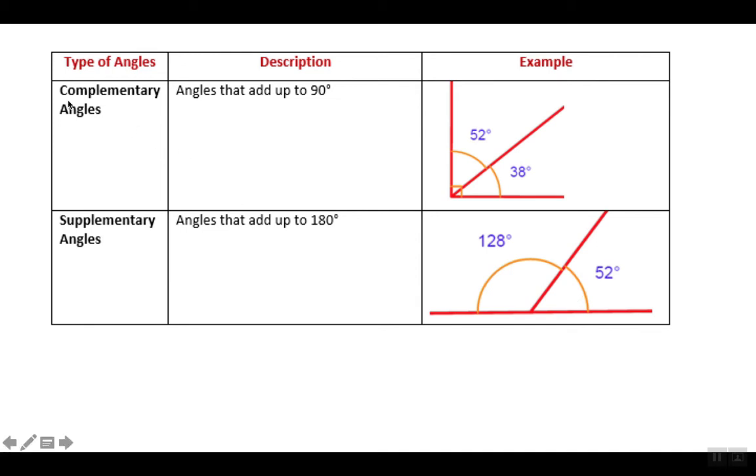The way that I always tell students that you could remember which is which is that the letter C comes before the letter S in the alphabet, just like the number 90 comes before the number 180. So the ones that add up to 90 degrees are complementary. The ones that add up to 180 degrees are supplementary. That's an easy way to remember which is which. The ones that we're going to be dealing with today, though, are supplementary angles, which form a straight line. So let's look at those a second.